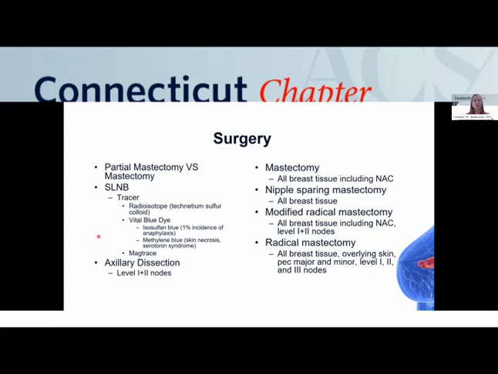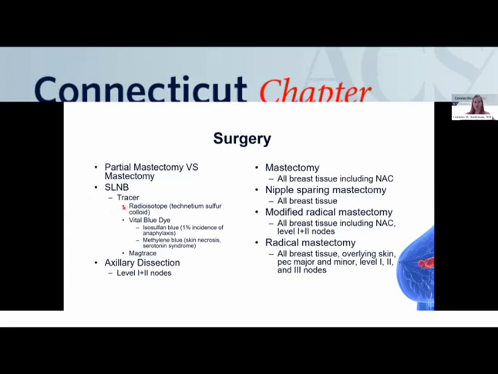For surgery, there's 2 options for anyone with breast cancer: partial mastectomy, removing the tumor, leaving the breast intact, versus a mastectomy. Those options are equivalent, really important. One is not superior to the other. For invasive cancers, we perform those in conjunction with a sentinel lymph node biopsy, which is done with some tracer, either a single tracer or a dual tracer.